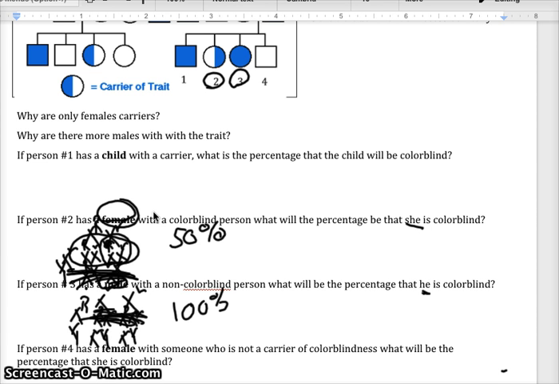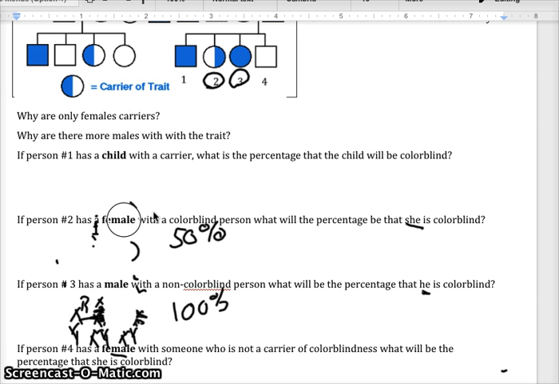Alright, so when you read these questions, this one says child, so we can look at any of the children, regardless of the gender. If it says female or male, you have to look at just the females or just the males. Then you can ask me questions if you're confused on the other examples that you have to do. And that is it.